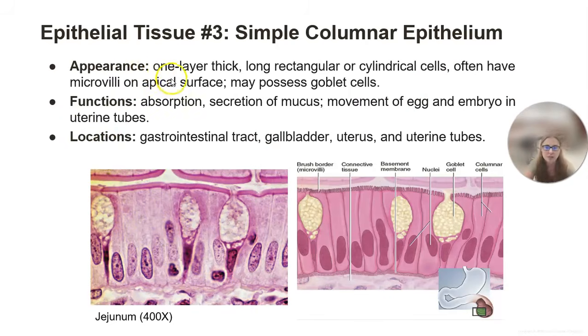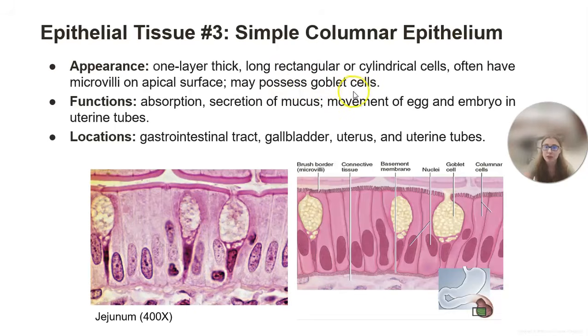And so our simple columnar epithelium, again, is going to be one layer thick, but now we're going to have rectangular or cylindrical cells. So these are going to be long cells. And oftentimes our columnar epithelial cells will have things like microvilli on their apical surface, which are going to help to increase our surface area, to increase our ability to do things like absorption, secretion, filtration.